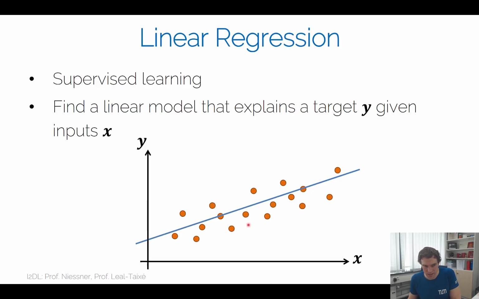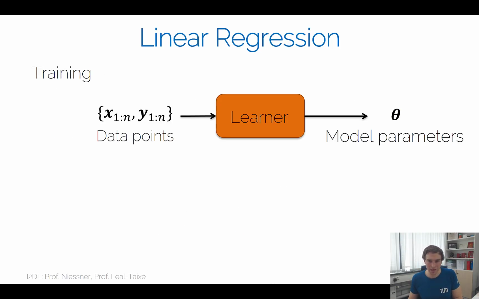Looking again at these orange dots, they are the data points. Every data point has an x, that's the input, and a target ground truth, which is a y. In this case, we have n data points that go from x1 to xn and y1 to yn. So one pair of x and y is one data point, and we have the set of data points that go from 1 to n. What we would like to do now is we have a learner, and this learner is composed of some model parameters theta. Typically, we're going to use theta to denote the model parameters.